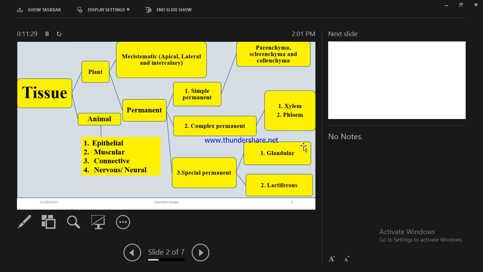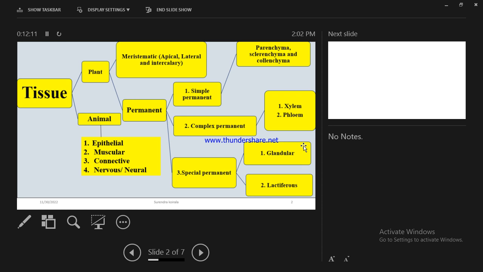Second, the complex permanent tissues are divided into two types: xylem and phloem. They are also known as vascular bundles because they are responsible for conducting water, minerals, and salt from the soil to the different parts of the body. So they are called vascular bundles too. And next, special permanent tissues are also divided into two types: glandular permanent tissues and lactiferous permanent tissues.